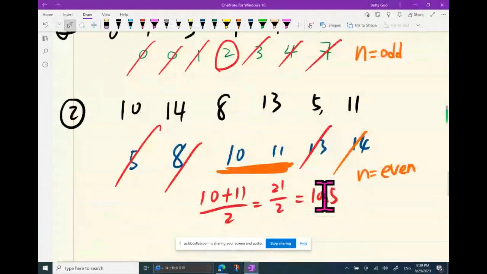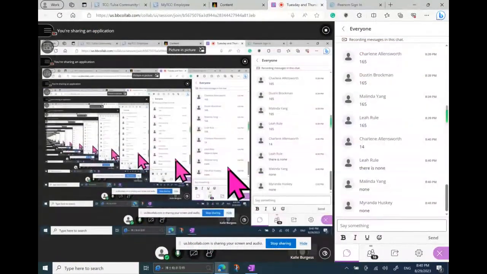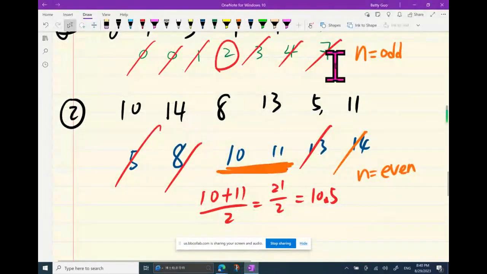And let me give you another example. What happened to this number 2? The data set number 2. What's the mode? 10, 14, 8, 13, 5, 11. What's the mode? It doesn't have one, correct? You're right. No mode. Yeah, we say no mode. Exactly. Very good.